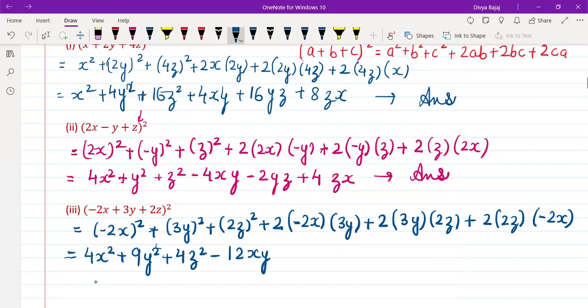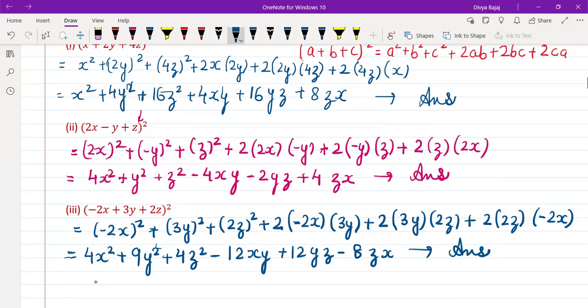Let's look at the next one. 2 3s are 6, 6 2s are 12, but it will be positive 12 because we don't have a negative sign here. Plus 12yz. Look at the last one. 2 2s are 4, 4 2s are 8, and plus minus minus. So minus 8zx. So this is the answer of part 3.